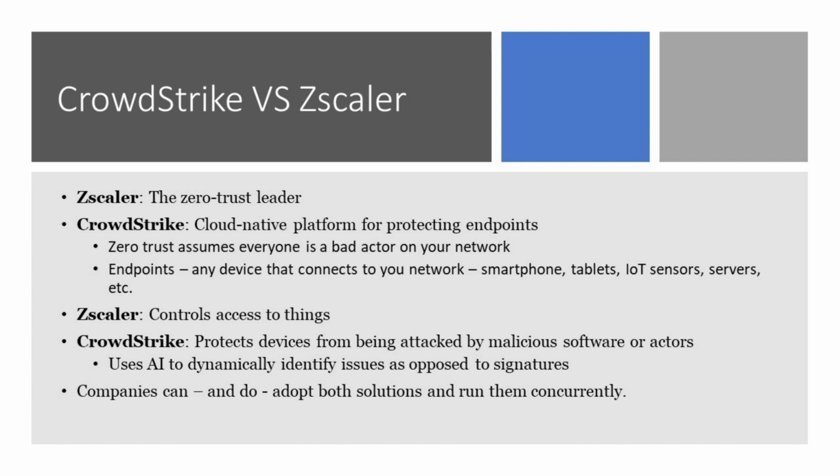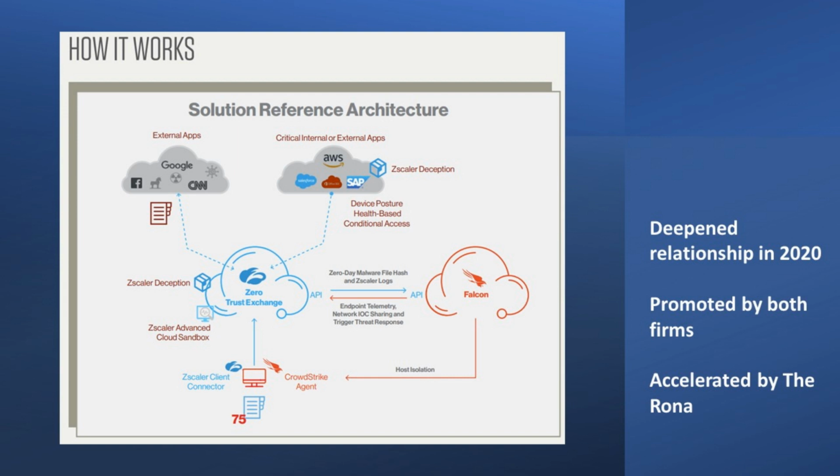So the question then we need to ask is, can companies adopt both these solutions and run them concurrently? If they can, then clearly these firms are not competitors. The answer is yes, they can. So I took this slide from a CrowdStrike presentation that showed their relationship with Zscaler. This was back in 2020, and how the two firms are working more closely together. This was accelerated by the Rona, where everybody started working from home.